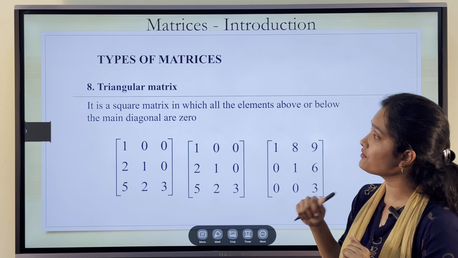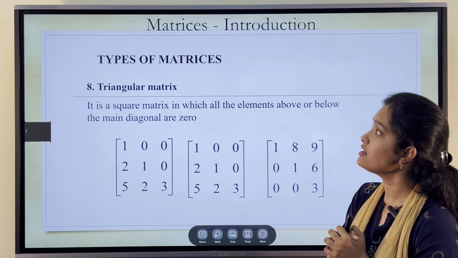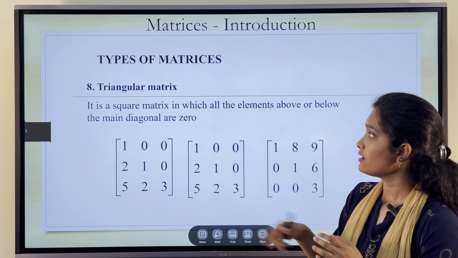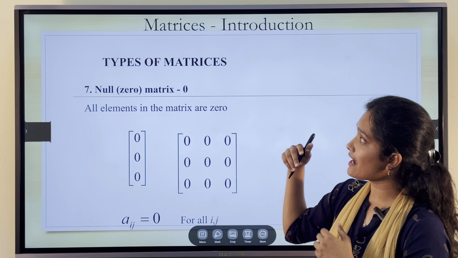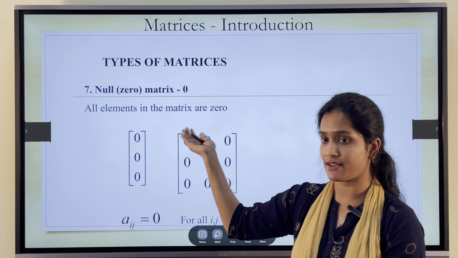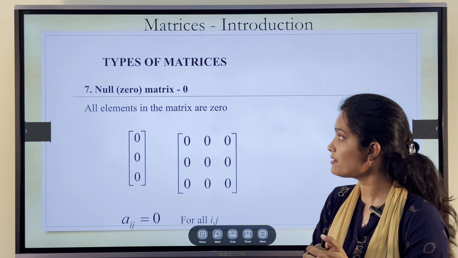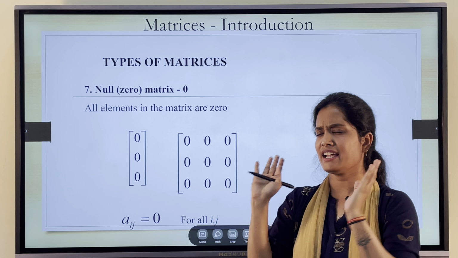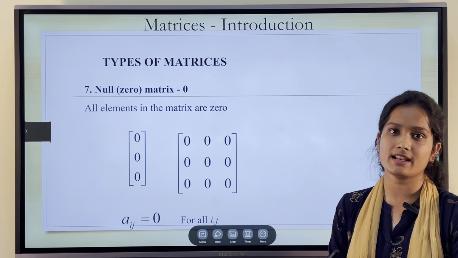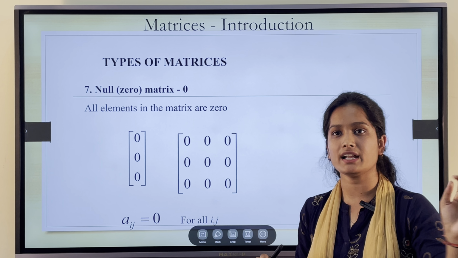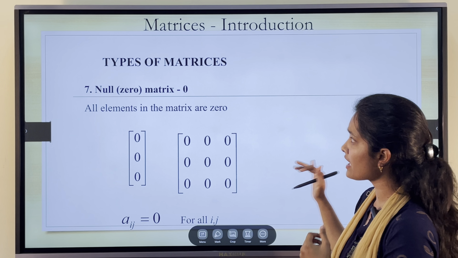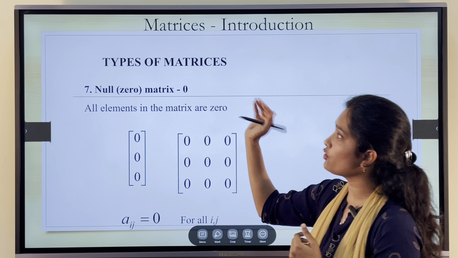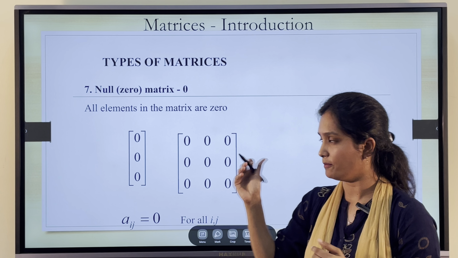Then we have the next type of matrix, that is a triangular matrix, but we have missed the seventh one, that is the null matrix. A null matrix is a type of matrix in which all the elements are 0. It is a very easy type of matrix. If the elements are 0, then we simply qualify it to be the null matrix. And the symbolic way of denoting the null matrix is capital O.